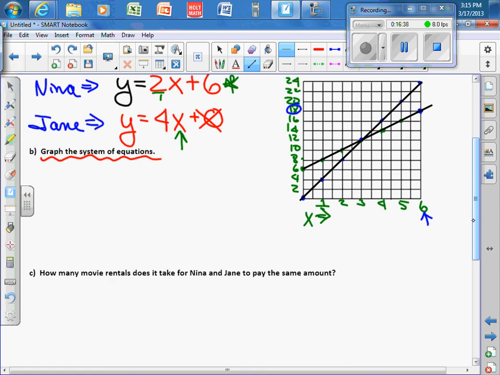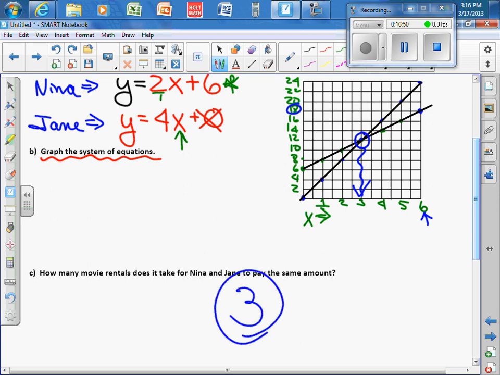Now, the big question is, how many rental movies does it take for Nina and Jane to pay the same amount of money? Well, here's where they're paying the same amount of money. How many video rentals is that? 3. Well, we will be talking more about this in class.